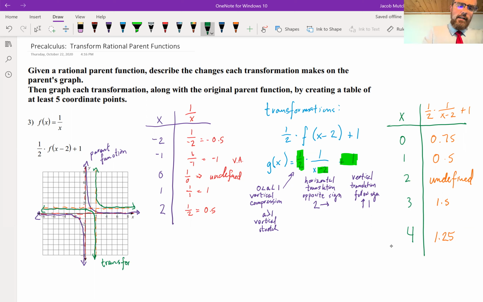And it looks like the 3 predictions we made check out very well. So I do have that horizontal translation 2 to the right. I've got a vertical translation 1 up. And I've got a vertical compression by a factor of 1/2.